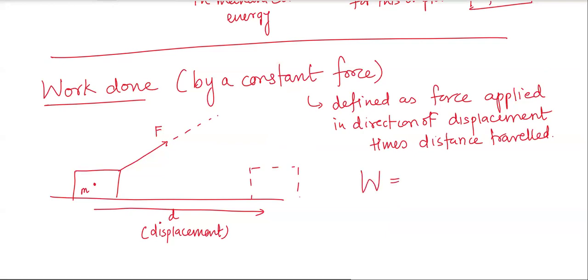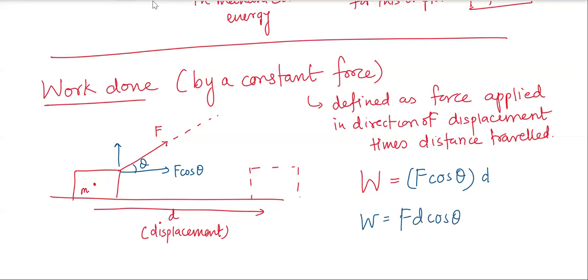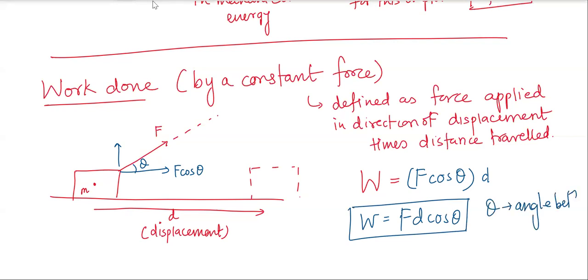Now you can see that not all the force is in the direction of displacement. So I will take the component of the force. There will obviously be two components. So this is the component along the direction of the displacement. So we can write this as F cos theta times the distance traveled d, or we can write this as F d cos theta, where theta is the angle between force and displacement.